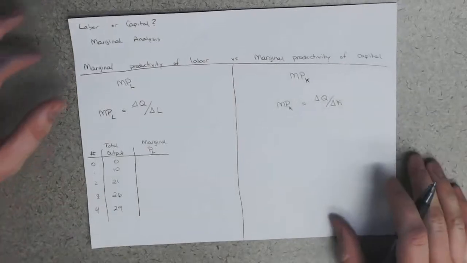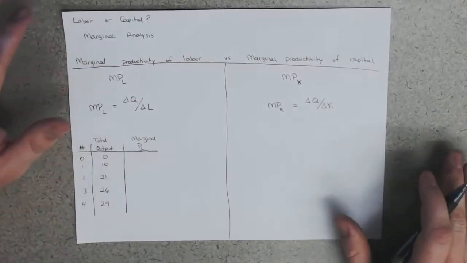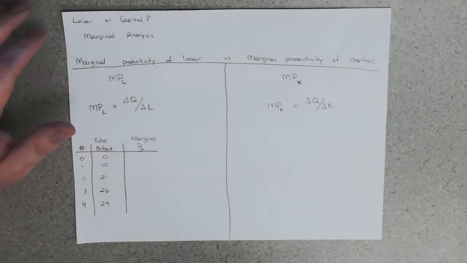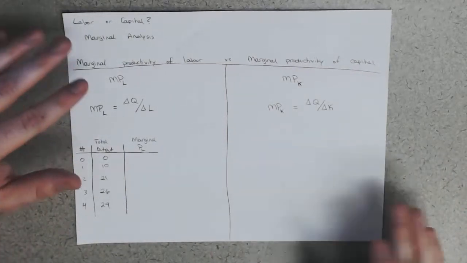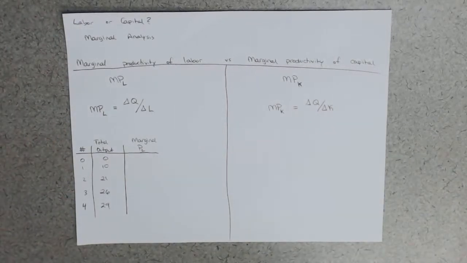Okay, and we're going to assume that every single worker is equally productive. So no worker is better than the others, right? They're all exactly the same in every single way. There's no difference whatsoever. Okay, a bit unrealistic of an assumption, but we're going to make it for now.